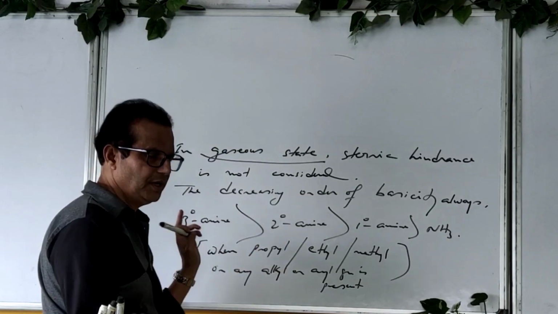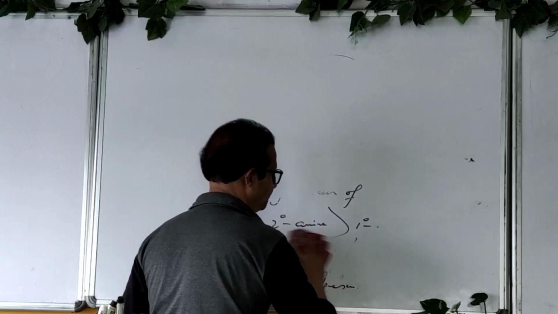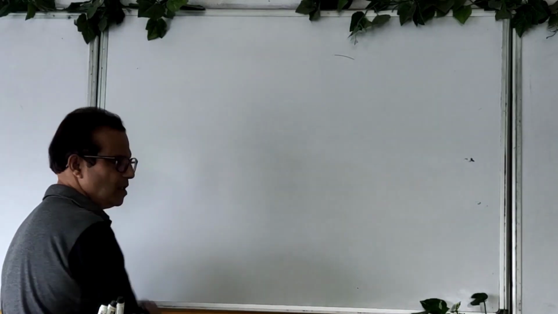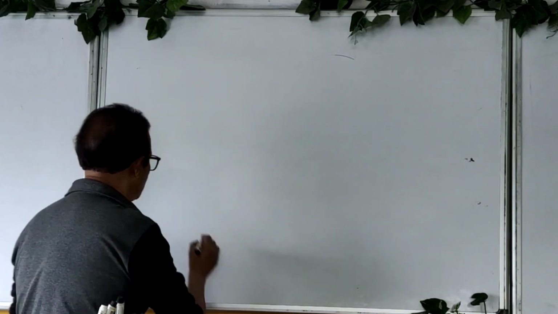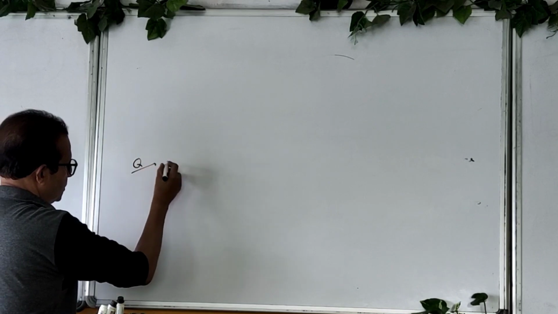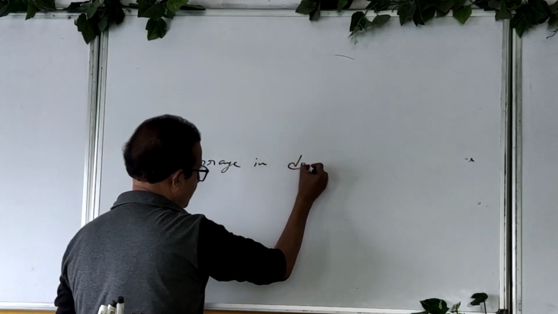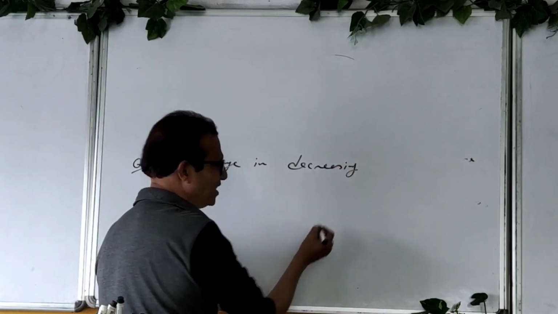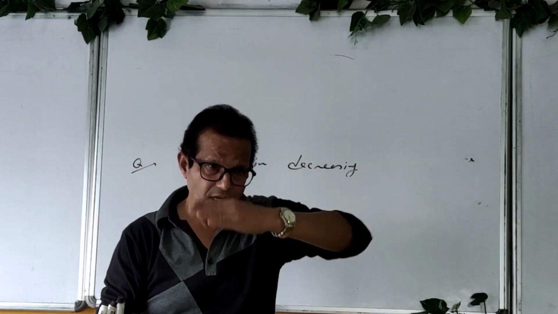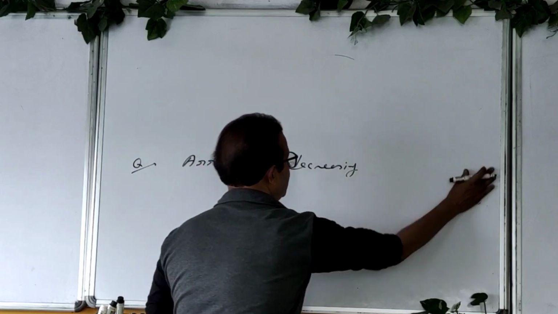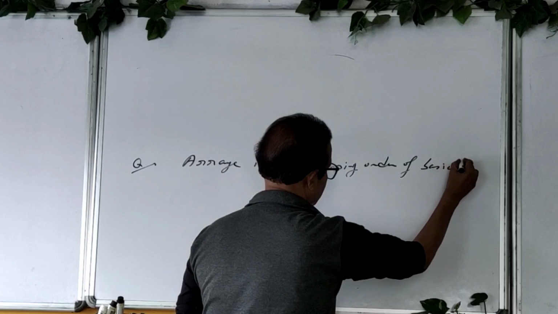Now the next, last question. Tell me which is more basic. Arrange in decreasing order. They will give either increasing or decreasing, no matter. If decreasing order, highest to least. If increasing order, least to highest. Decreasing order of basicity.